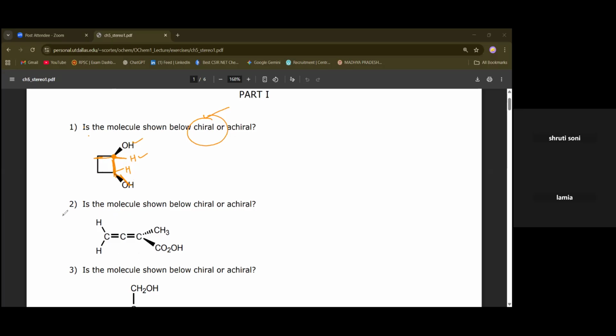Now let's see the second question. Is there a plane of symmetry in number one? Yeah. So I guess that means it was chiral. I don't know why I thought it was achiral.